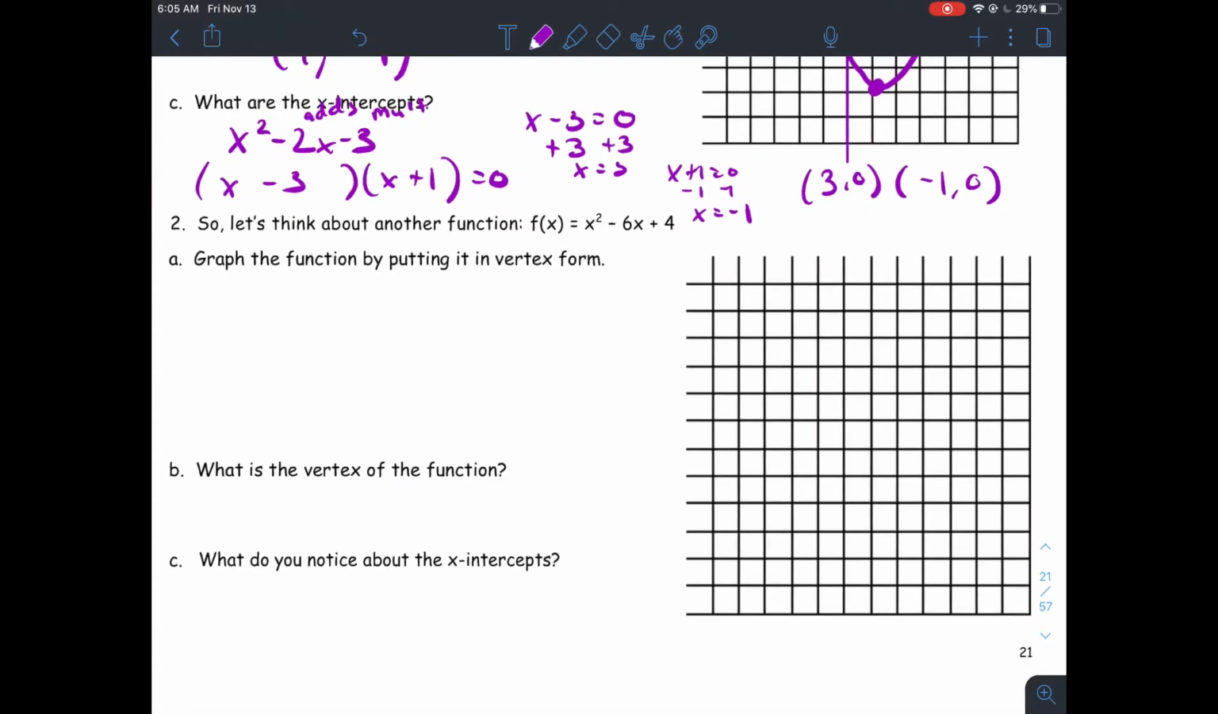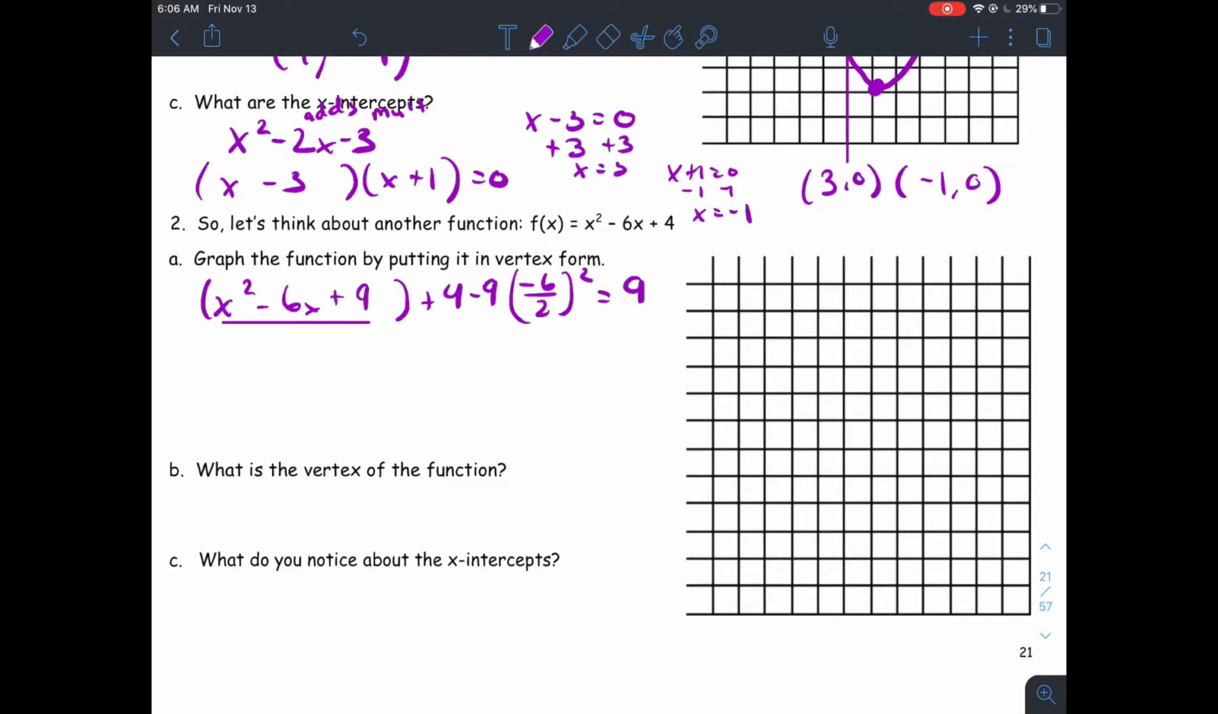So now we're going to look at the function x squared minus 6x plus 4. It says graph the function by putting it into vertex form. So let's get this in vertex form. Again, how do we go from standard to vertex? We complete the square. So we're going to do x squared minus 6x plus 4. We're going to take our middle term, divide it by 2, and square it, which is going to give us a 9. So we're going to add in 9 and subtract out 9. Keep in mind that none of these had a leading coefficient, so we didn't have to do any of that multiplying and factoring.